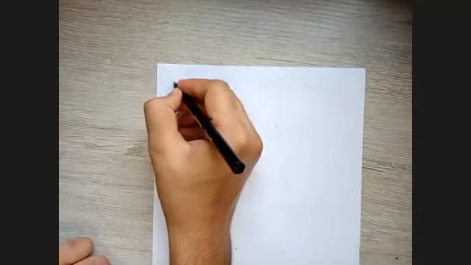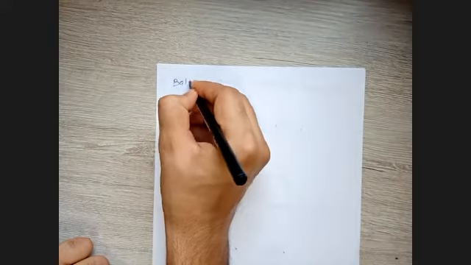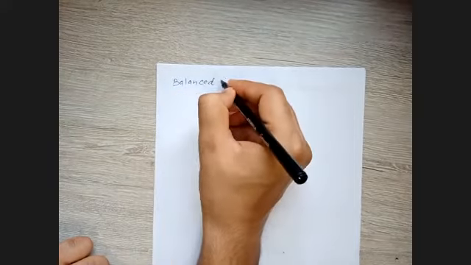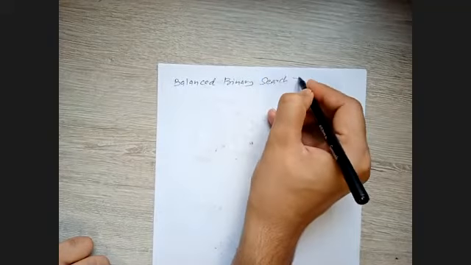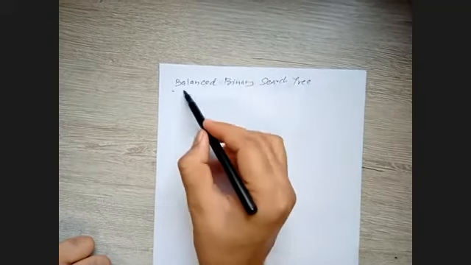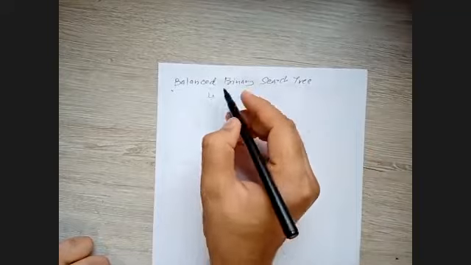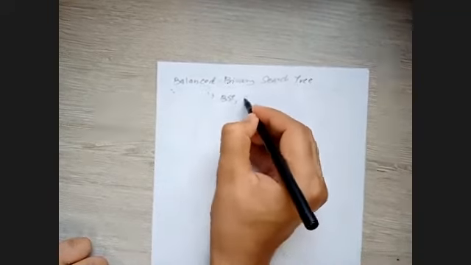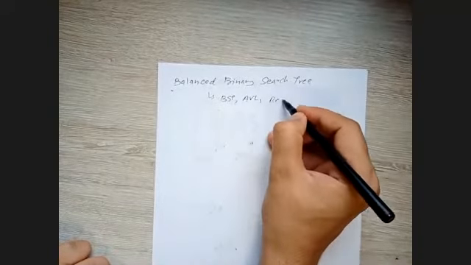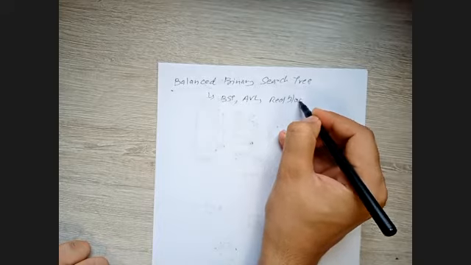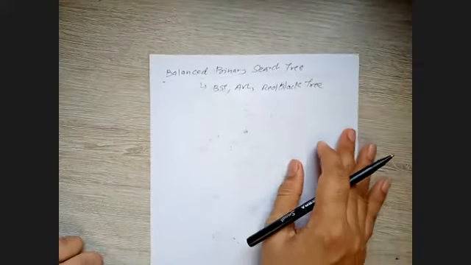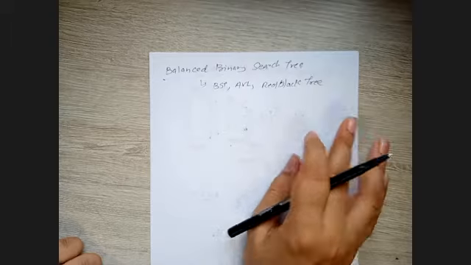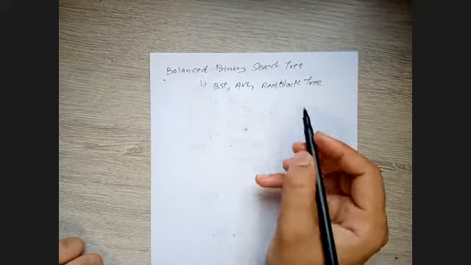See, there are two categories. One is your balanced binary search tree. The balanced binary search tree includes, for example, the binary search tree, the AVL tree, and the red-black tree. If you know about the red-black tree, there are some specific kinds of tree algorithms there. So what are these balanced binary search trees?